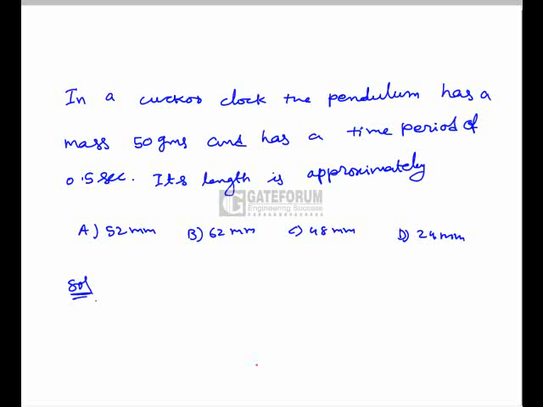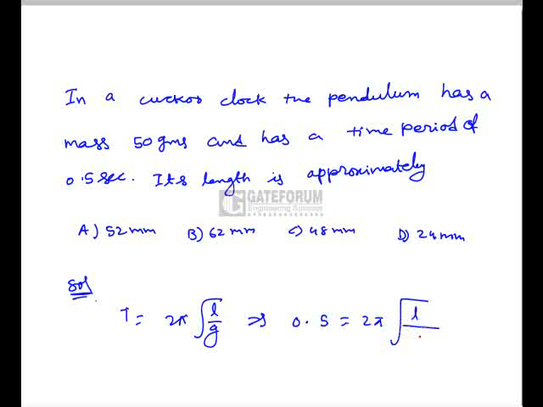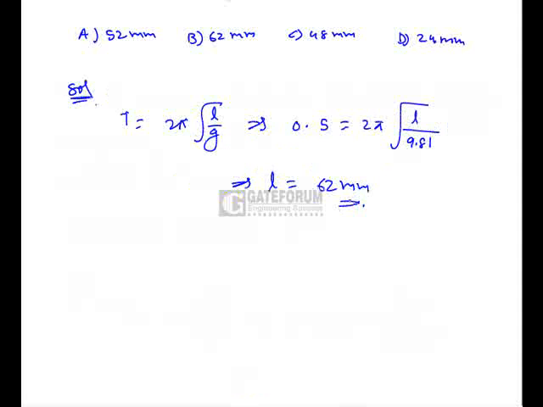Clock, the pendulum has a mass of 50 grams and has a time period of 0.5 seconds. Its length is approximately. So here time period is given by 2π√(L/g). So from this equation we can find out L, where time period is 0.5 seconds and g is 9.81 meter per second square. So from this equation we get L is equal to nearly 62 mm. So in the options, the right option is B.